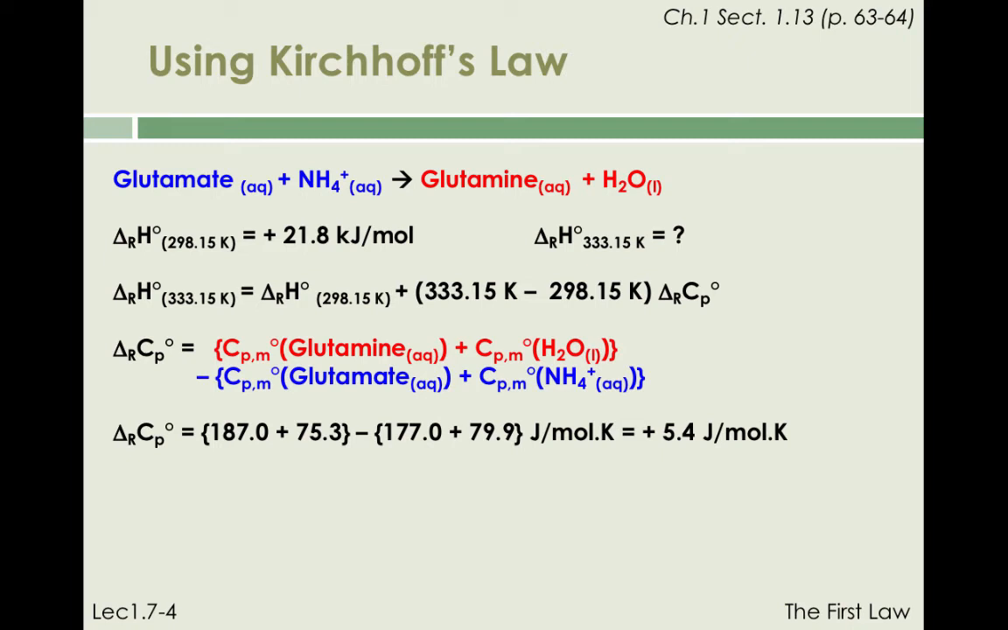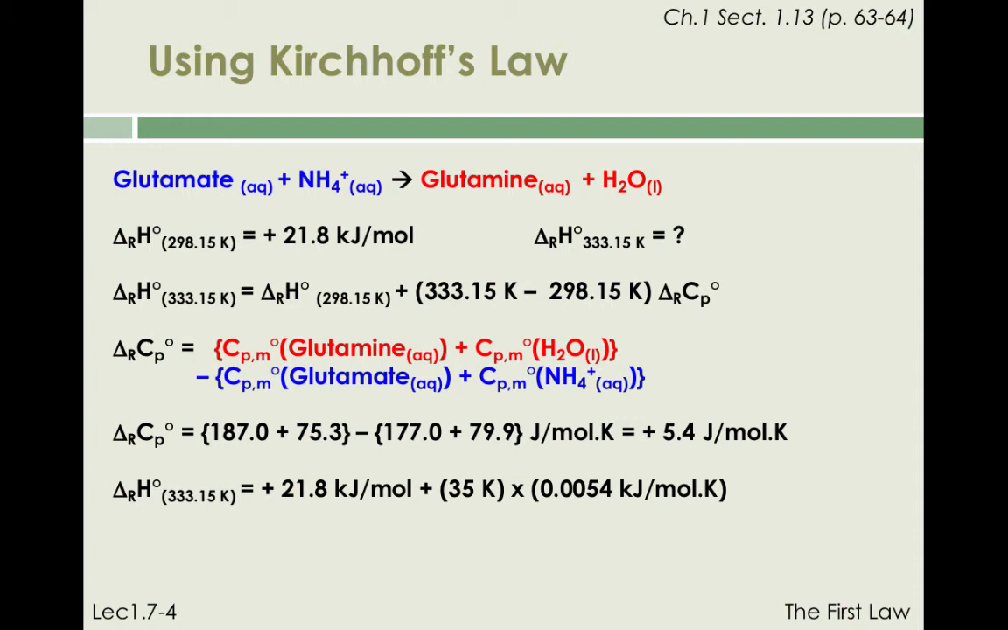We can now plug this ΔrCp standard value into the Kirchhoff equation and obtain ΔrH standard at 333.15 Kelvin equals 21.8 kilojoules per mole plus 35 Kelvin times 0.0054 kilojoules per mole per Kelvin equals 22.0 kilojoules per mole.